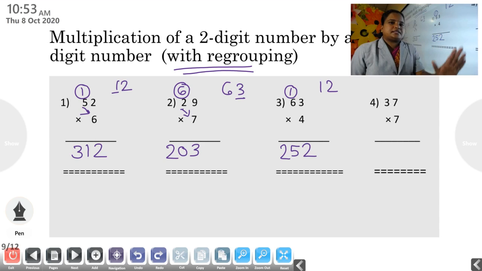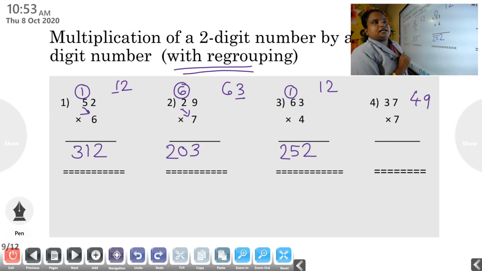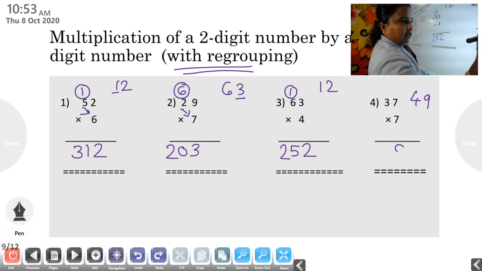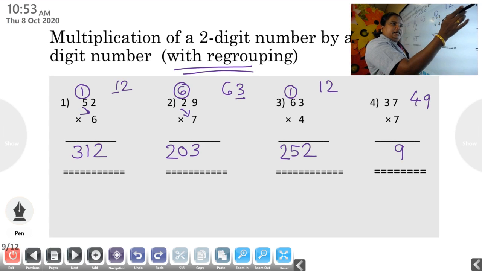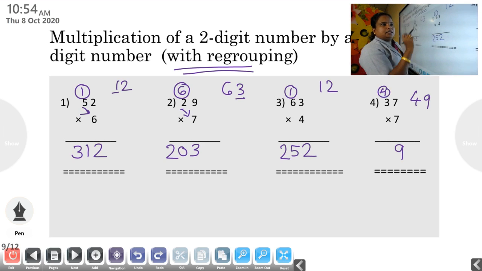What is 7 sevens are? 7 sevens are 49. Write 9 in the ones column. Then what is the next step? Here 4 is carry over to the tens place.